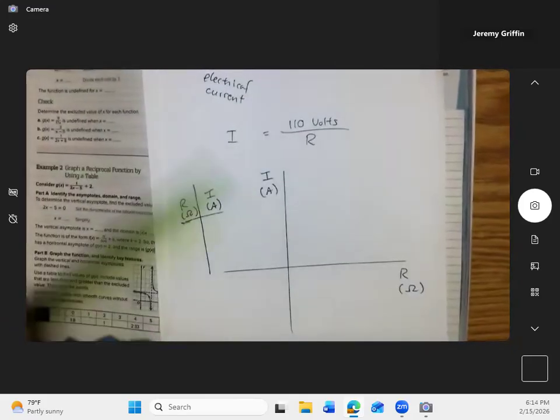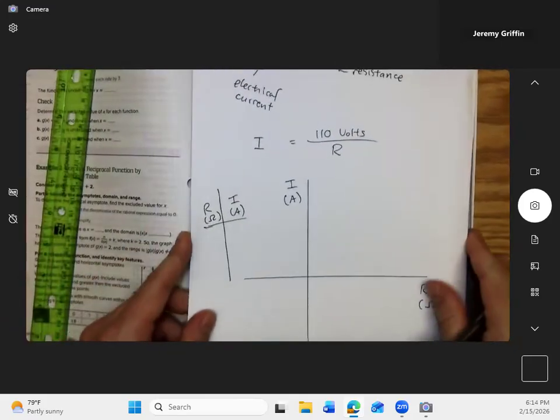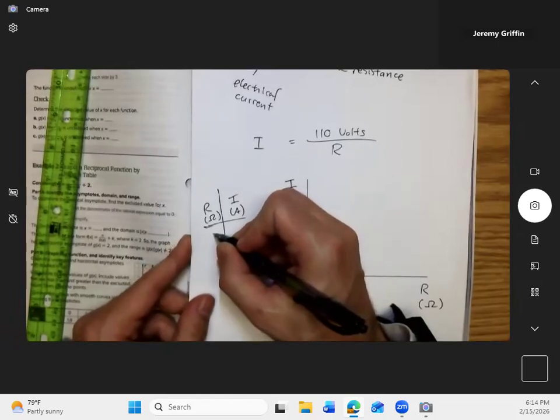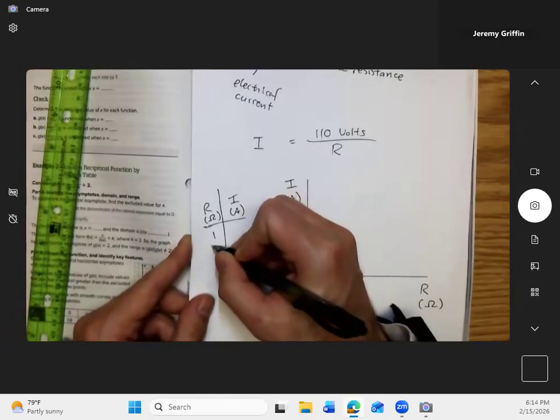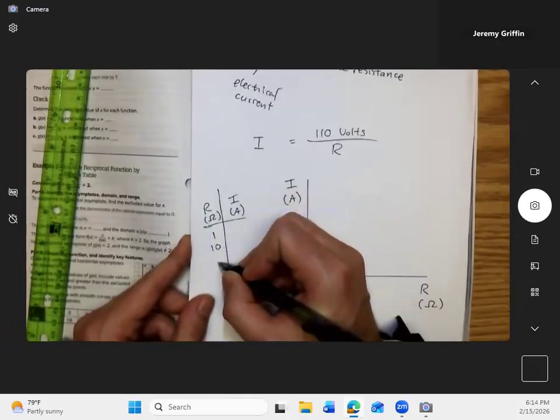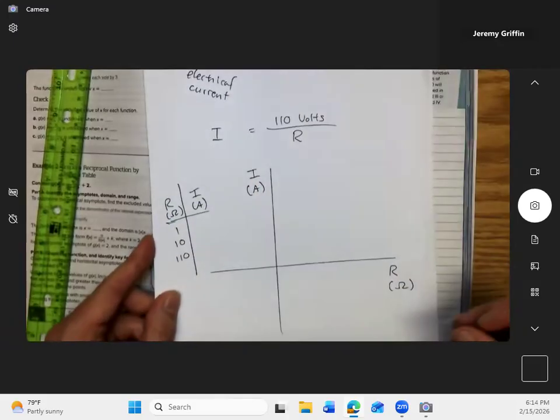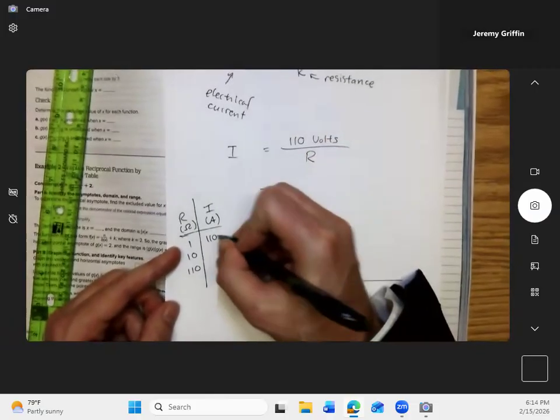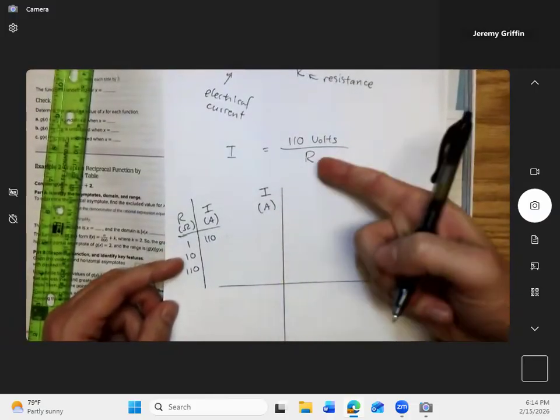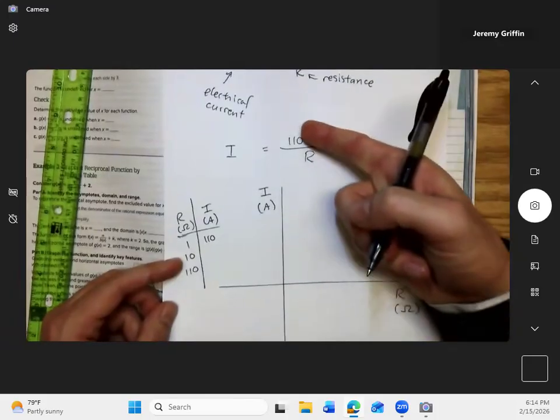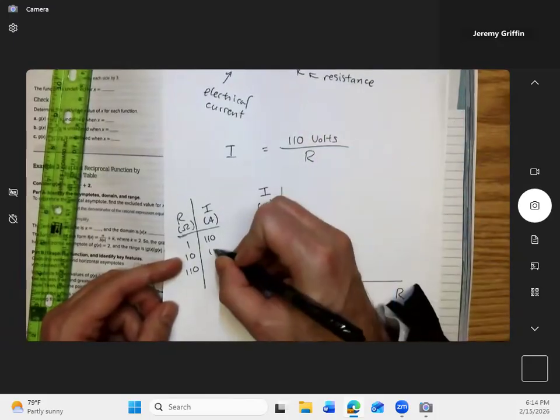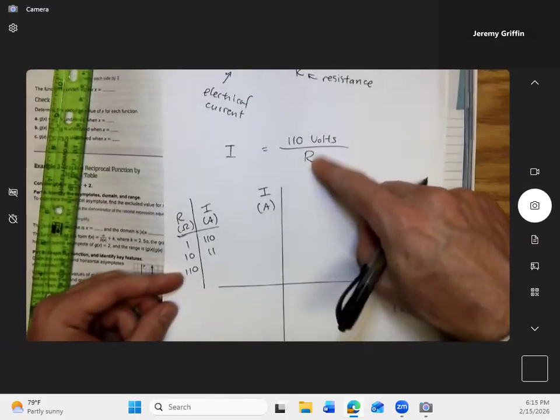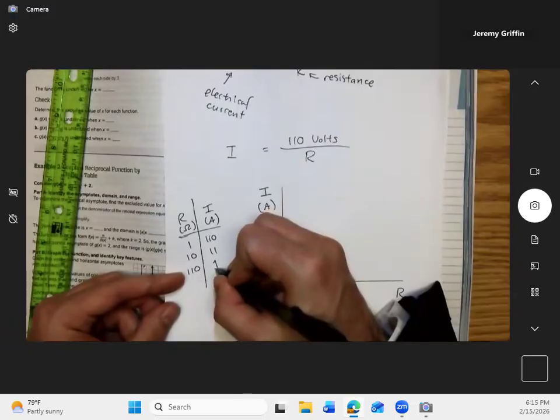So let's go resistance: 1, 10, 110. Let's try that. If you take 110 divided by 1, you get 110 amps. If you had 10 ohms, 110 over 10 would be 11 amps. If you had 110 ohms, 110 over 110 is 1 amp.